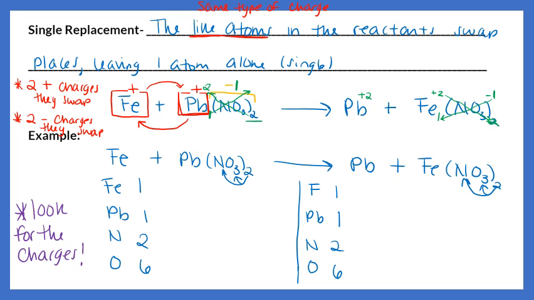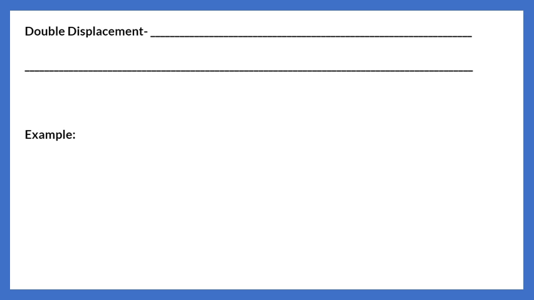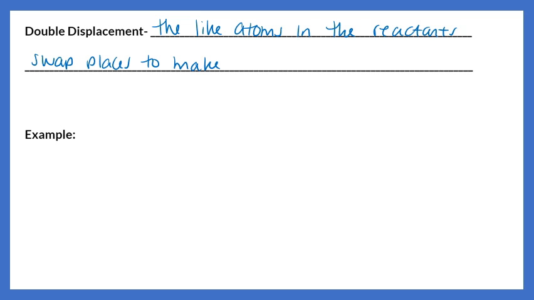Okay, next one. Double displacement. This one's my favorite. So double displacement is that the like atoms in the reactants swap places, making two new molecules in the product.